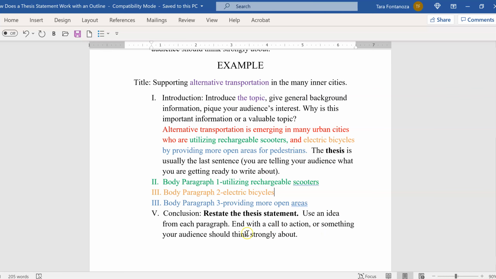Then I go to the conclusion, restate the thesis statement, do some sort of call to action or reflection, something to strongly think about. This is just a brief look at how this thesis statement really helps me organize my outline for writing. Now, this is a very basic and simple example that I would choose for high school or, like I said, freshman English courses. And I want you to take a look at this.